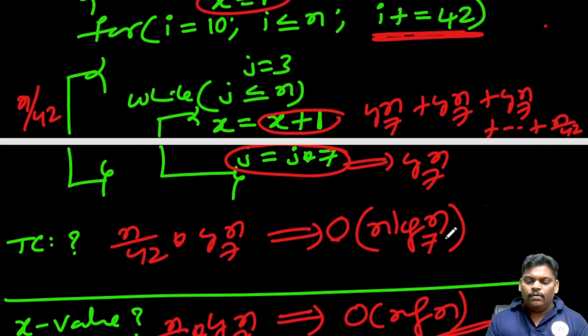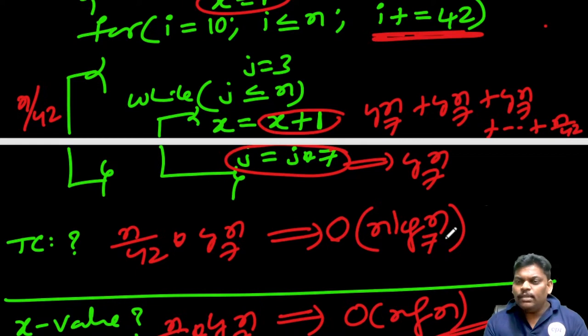Let's see, a program question does not always mean time complexity. Sometimes he will ask for the x value, sometimes he will ask for time complexity, so that you get to know the difference between time complexity and x value. Someone is saying i into 42.